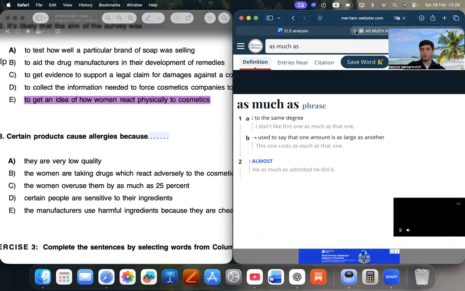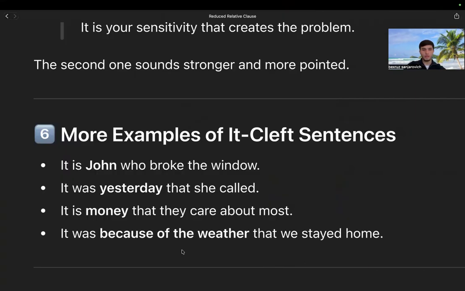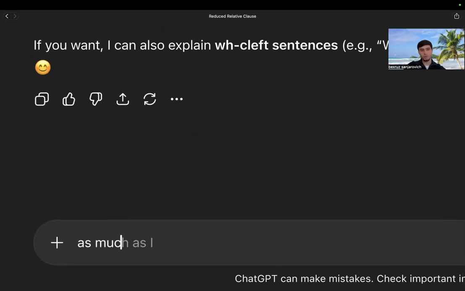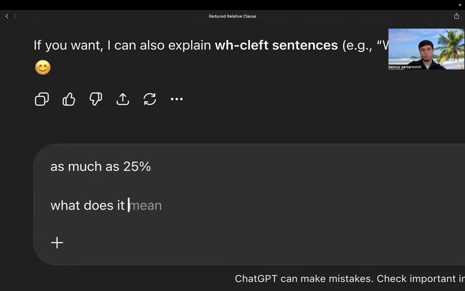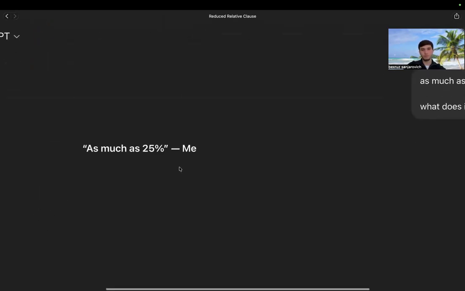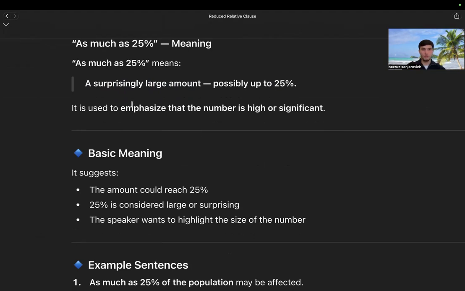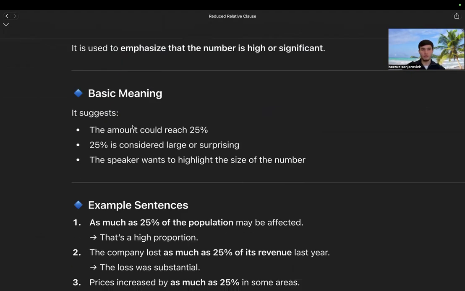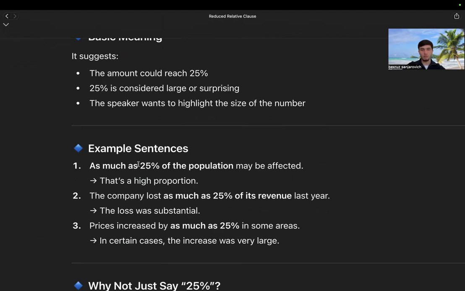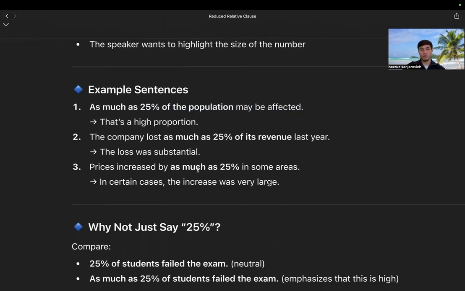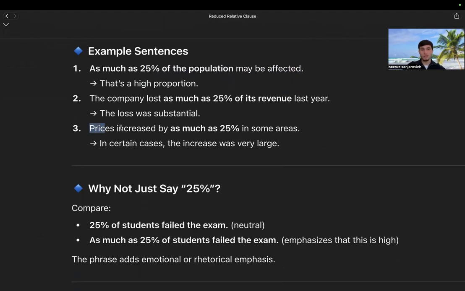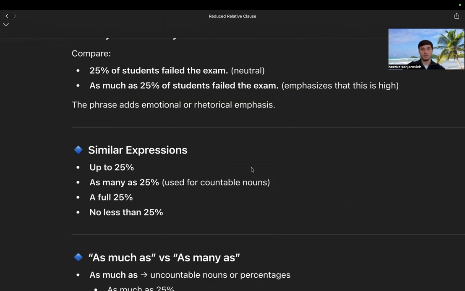No, it didn't really get what I wanted to mean. So let's again approach ChatGPT. You see, a surprisingly large amount, possibly up to 25%. It's used to emphasize that the number is high or significant. As much as 25% of the population may be affected. The company lost as much as 25% of its revenue last year. Prices increased by as much as 25% in some areas.